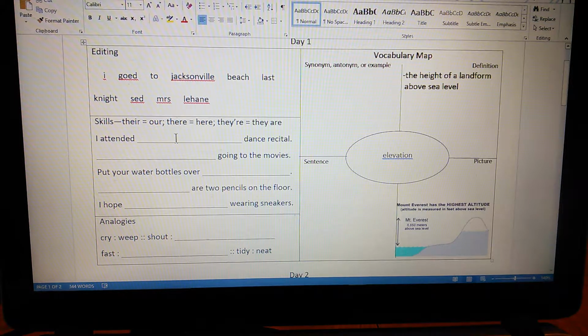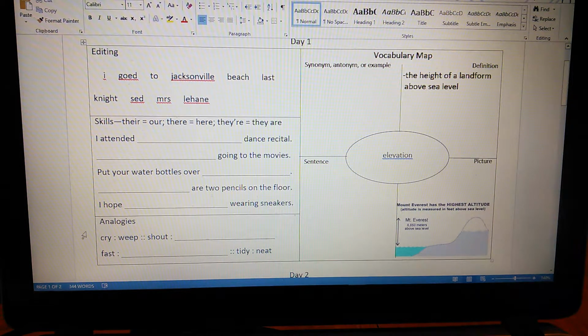I attended their dance recital. You test it by saying, I attended our dance recital. I attended here dance recital. I attended they are dance recital. The word their, T-H-E-I-R, is the word that fits into that situation.